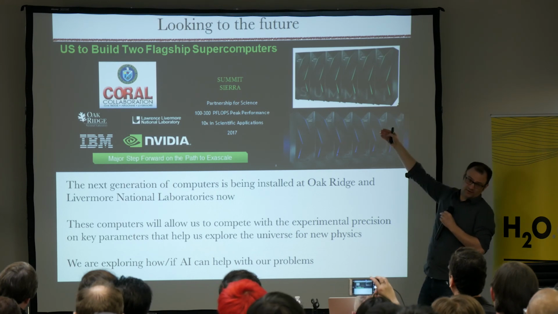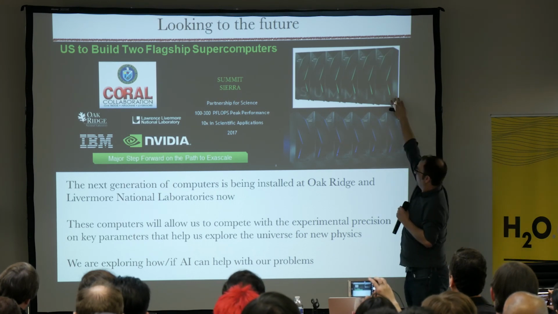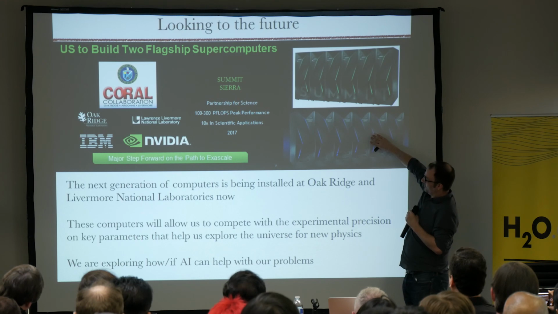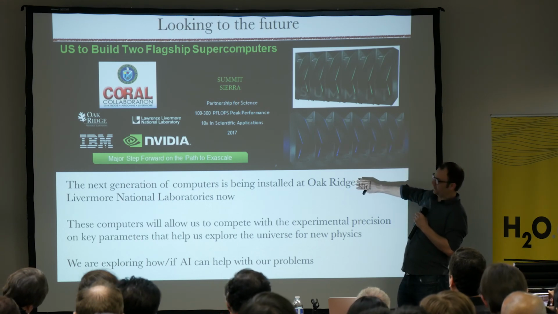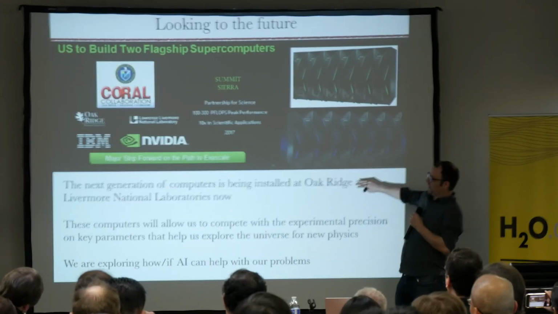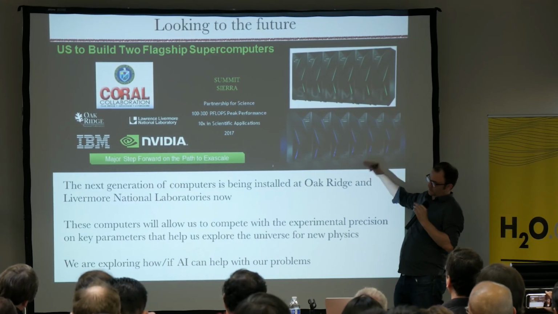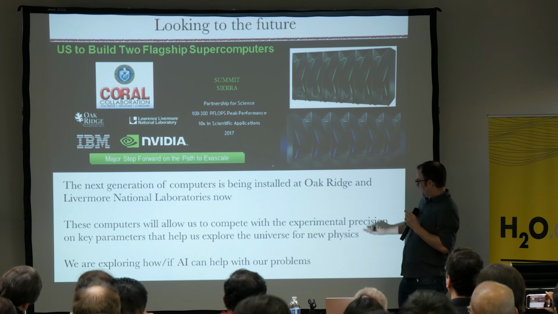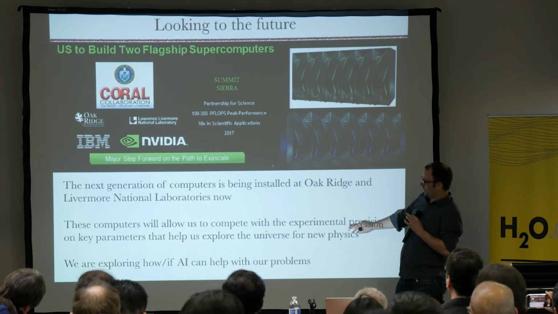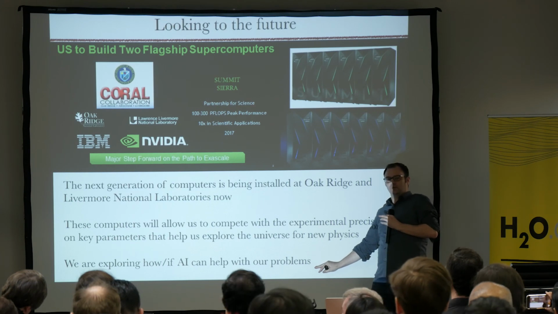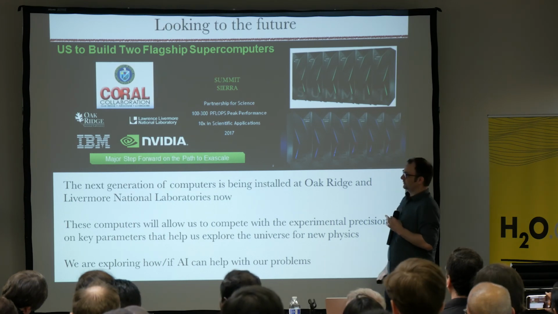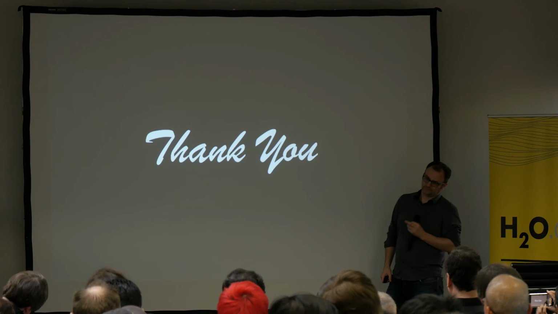So this is leadership computing. There's Summit at Oak Ridge, Sierra at Livermore. They're being installed now, so we're already compiling our code on them, and we're testing them out. And we're getting more than a teraflop per GPU, so this is fantastic. We will eventually be able to compete with the experimental precision. And the reason I'm here is because we're hoping to figure out how we might use AI to make our research better. Okay, thank you.